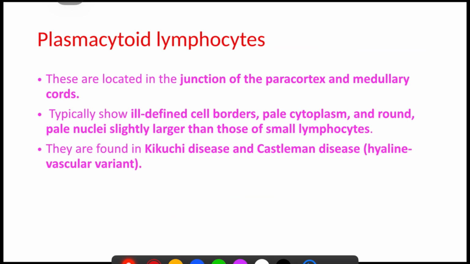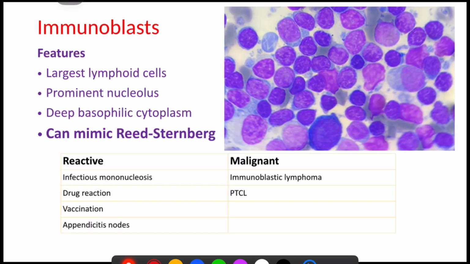Now, another is the plasmacytoid lymphocyte. So, we have seen small lymphocytes, cleaved and non-cleaved cells, or centrocyte and centroblast. Now, let's see what plasmacytoid cells are. They are located at the junction of the paracortex and medullary cords and typically show ill-defined cell borders, pale cytoplasm, round to pale, slightly larger than small lymphocytes, and are mostly seen in Kikuchi and Castleman disease, in which the hyaline vascular variant shows this type of plasmacytoid lymphocytes.